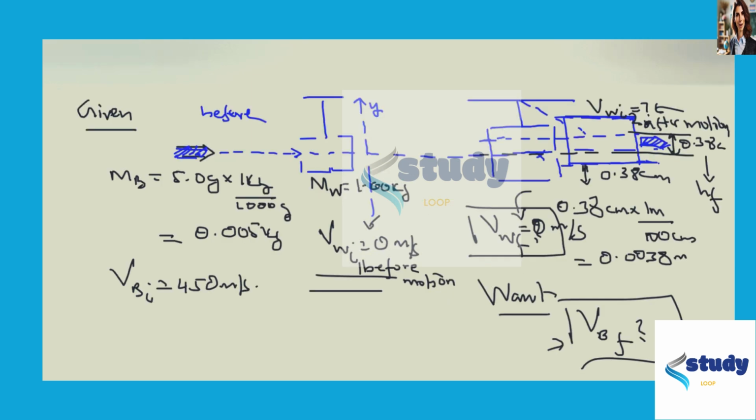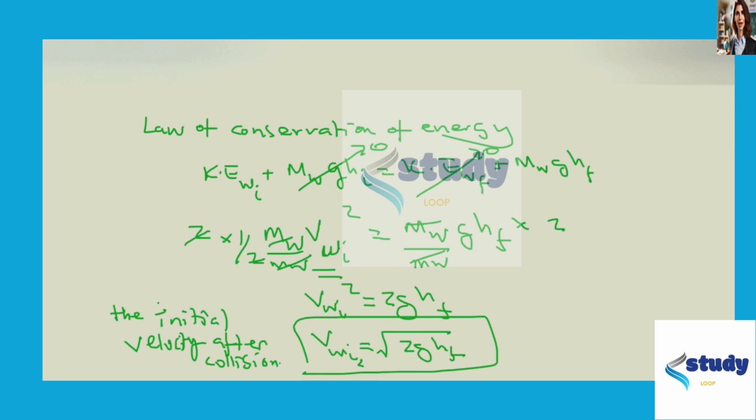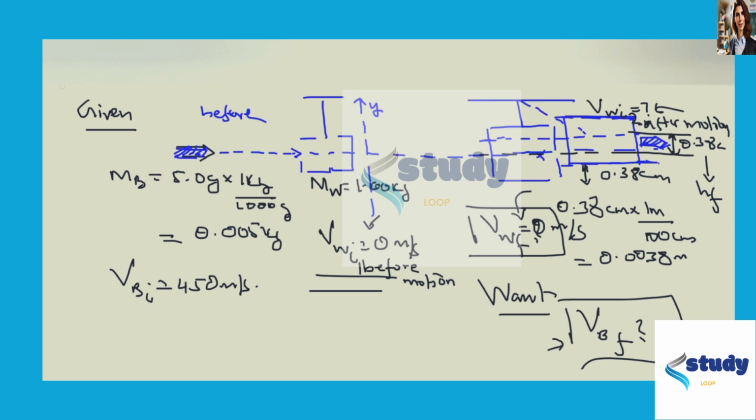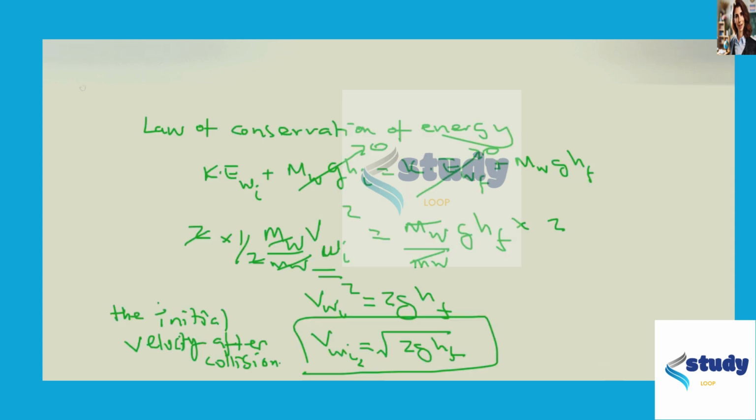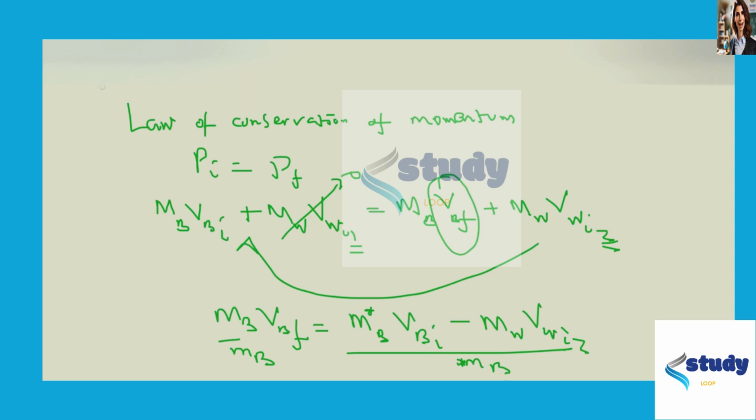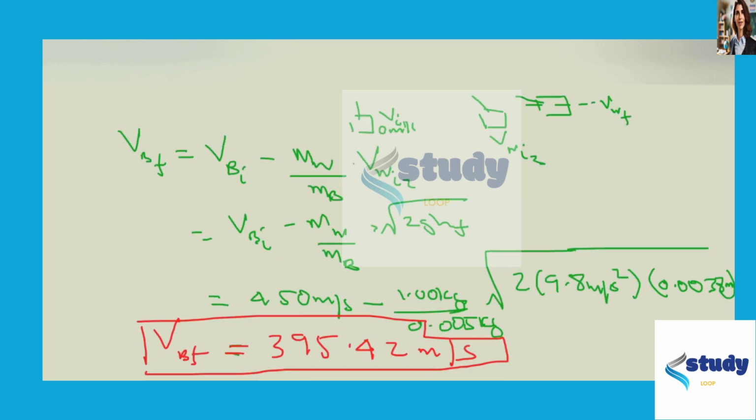Just as a recap, we have a block and a bullet. The bullet is fired through the block, it pushes it up, so the block gains some type of momentum. Kinetic energy becomes potential energy, final potential energy. We use that to simplify the initial velocity of the block when it starts to swing up. Of course, the final velocity of the block when it's swinging is going to be 0. And then we use the law of conservation of momentum of the system before collision and then after collision, and that gives us the final velocity of the bullet.